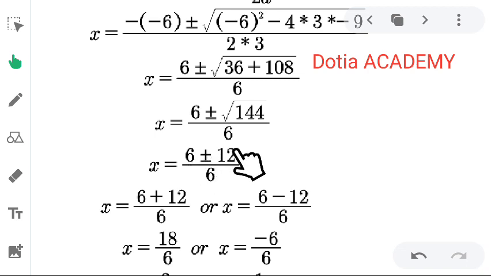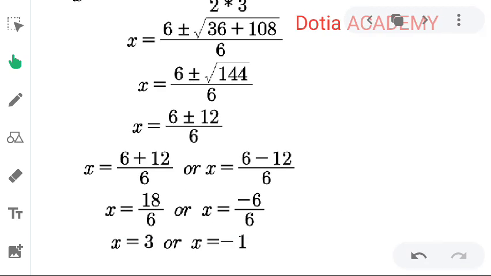So 6 plus or minus 12 over 6. The plus or minus sign now implies that x is equal to 6 plus 12 over 6, or x is equal to 6 minus 12 over 6. 6 plus 12 will give you 18 over 6, and 6 minus 12 will give you minus 6 over 6. 6 goes into 18 three times, and 6 goes into minus 6 as minus 1.